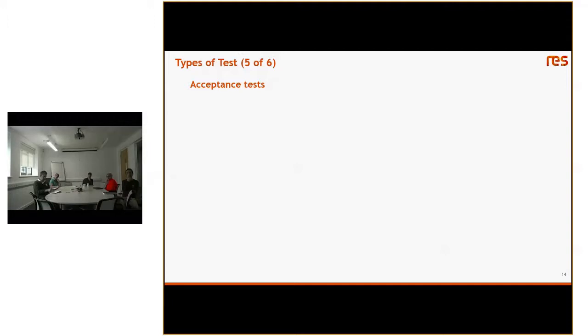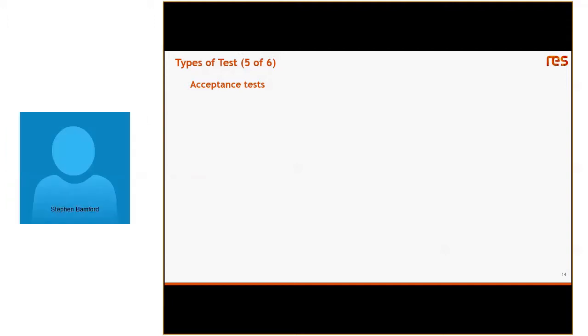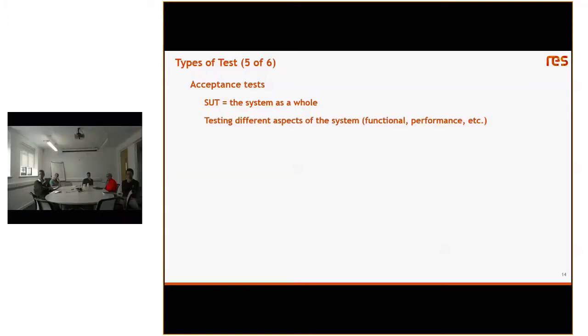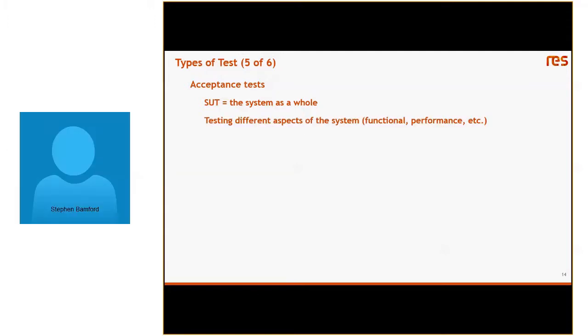And then finally, we have acceptance tests, which are almost identical to system tests in that they act on the system as a whole. And you can run them to test different aspects of the system. The main difference here is that those tests are defined and owned by the product owner of the software. So as a programmer, you shouldn't be editing those tests.